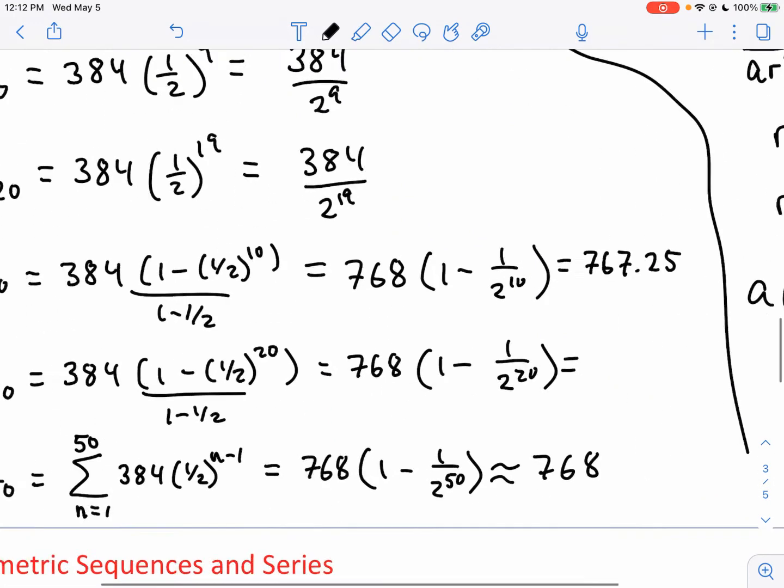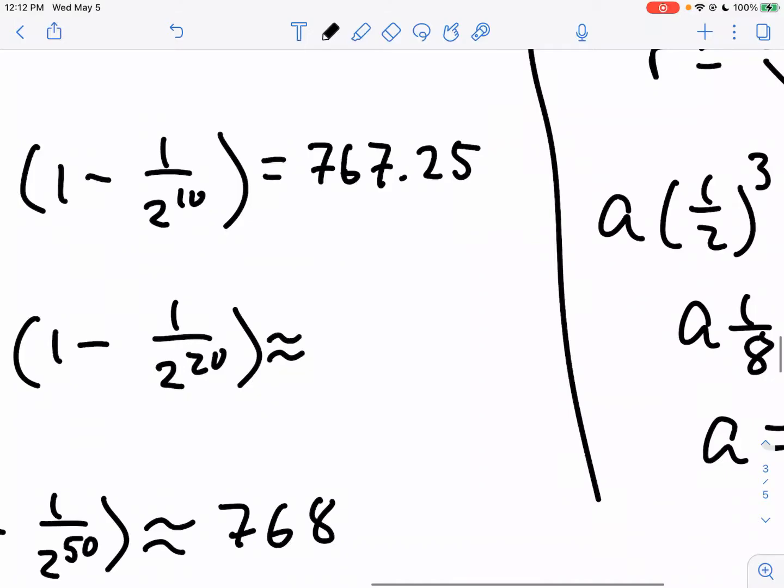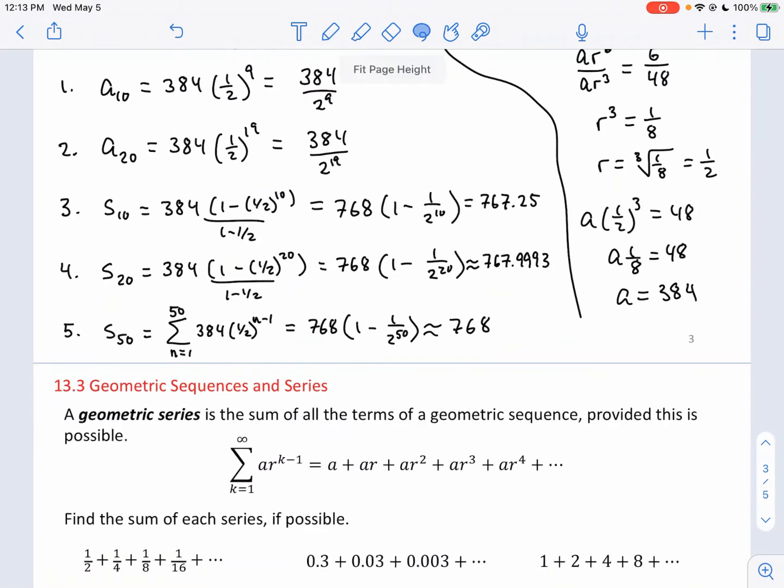When I do the first 20 terms, I can just change this upper limit here to 20. And notice how close we are. I'm going to do some rounding here, so about 767.9993. And then the sum of the first 50 terms is, according to Desmos, because of the rounding, just giving us 768. But in reality, it's not quite 768. It's extremely close, though. It probably has a 767 point and then several nines. So it's effectively 768 at this point, which is interesting.